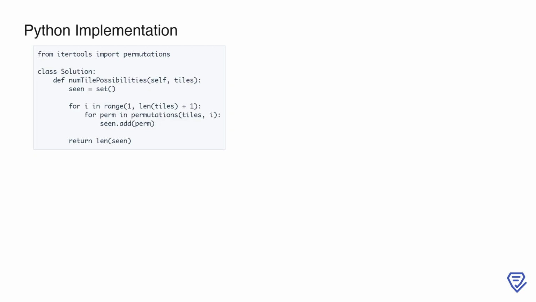This implementation solves the problem of counting unique sequences of tiles using permutations. First, we import the permutations function from the itertools module, which will help us generate all possible arrangements of the tiles. Inside the numTilePossibilities method, we initialize an empty set called scene to store unique permutations. By iterating through lengths from 1 to the total number of tiles, we generate all possible permutations for each length using itertools.permutations. Each permutation is added to the scene set to ensure only unique sequences are counted. Finally, the length of the scene set is returned, representing the total number of unique sequences that can be formed. This approach is efficient because it avoids counting duplicate permutations by utilizing a set.